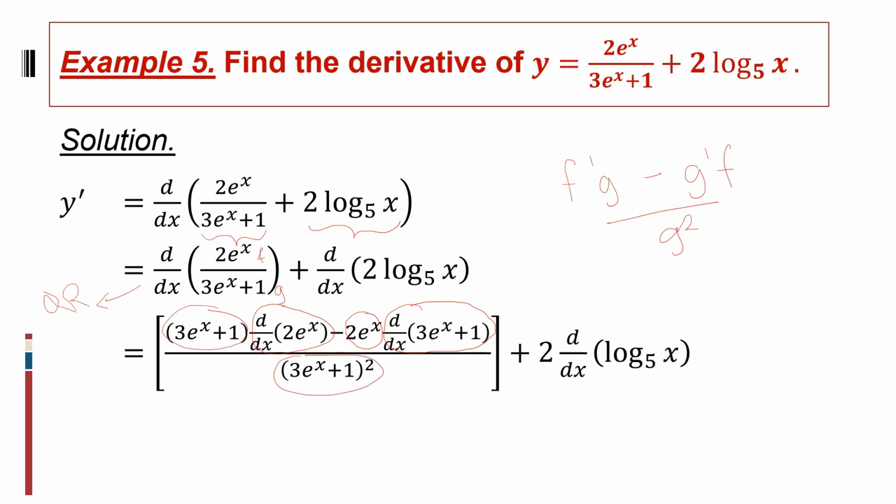That is only the first part. Okay? Plus, the derivative of this, we can factor out 2, because it is just a constant. So, that is 2 times the derivative of log of x to the base 5.